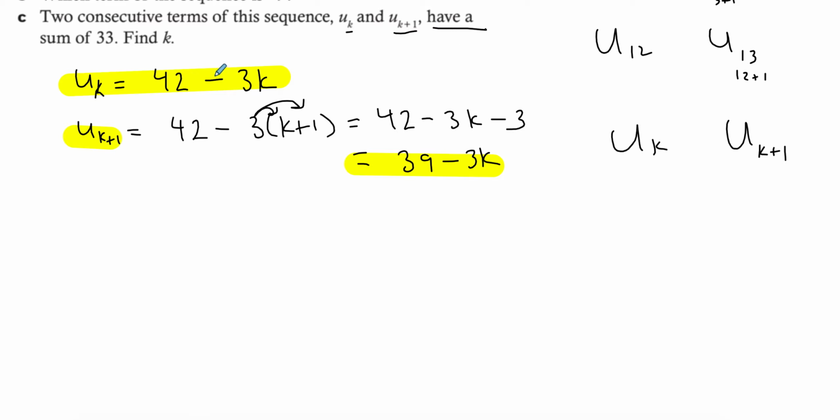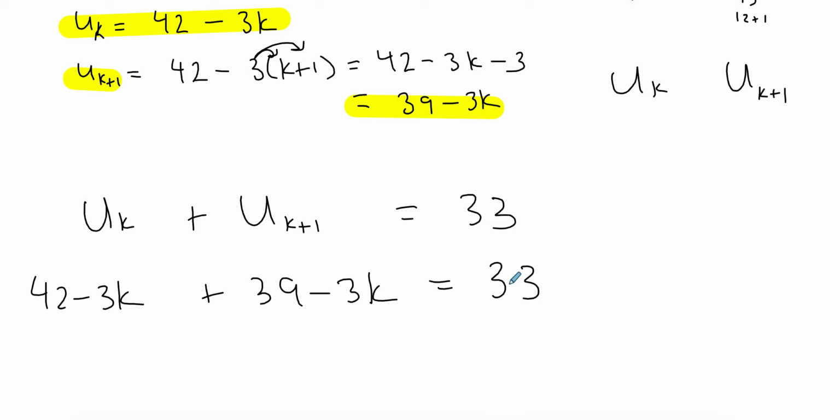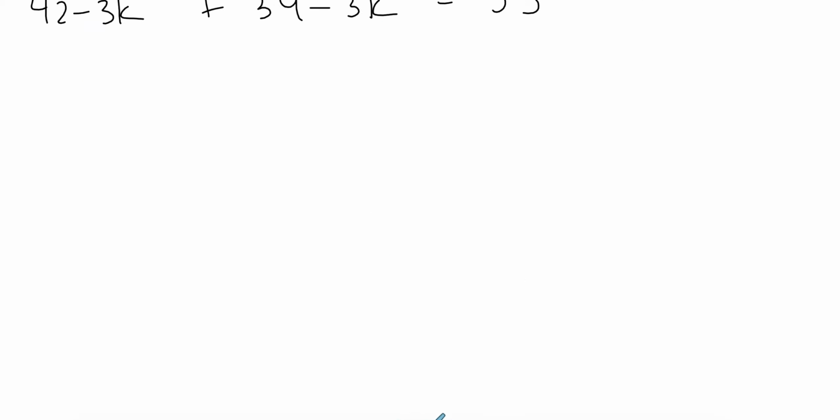Now, I have two ways of expressing uk and uk plus 1. If you understand up to here, that's good enough. They both have a sum of 33. So if I add them together, uk plus uk plus 1, they should give me 33. Well, I have a way of expressing them. uk is just 42 minus 3k. And uk plus 1 is 39 minus 3k. It wouldn't be useful if I used another letter like h, because then I would have two unknowns. So that's why we've used k plus 1 to describe the next one. So 33. And that's how you can easily solve this equation now.